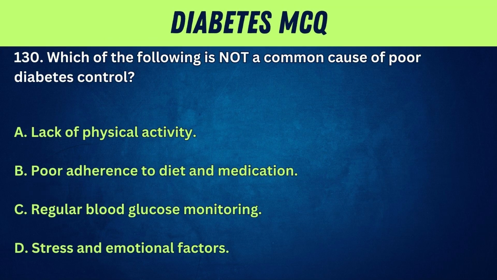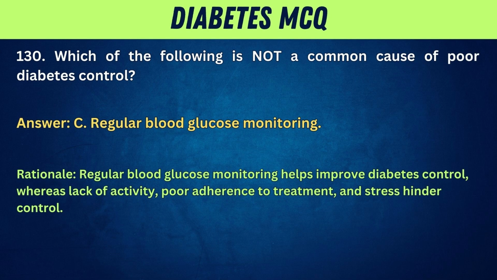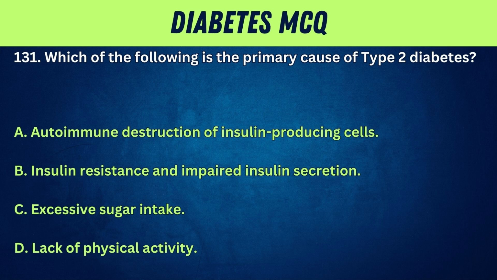130. Which of the following is not a common cause of poor diabetes control? A. Lack of physical activity. B. Poor adherence to diet and medication. C. Regular blood glucose monitoring. D. Stress and emotional factors. Answer: C. Regular blood glucose monitoring. Rationale: Regular blood glucose monitoring helps improve diabetes control, whereas lack of activity, poor adherence to treatment, and stress hinder control.